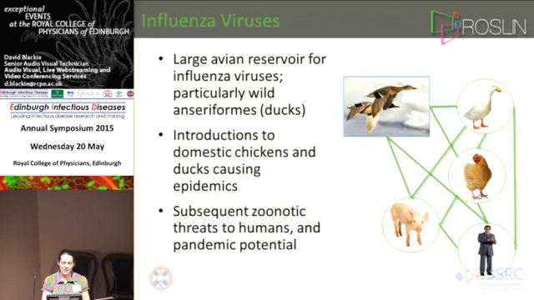Avian influenza viruses are thought to have a reservoir in avian hosts, particularly wild anseriforms, as in wild ducks. From this avian reservoir, there are introductions into domestic chickens and domestic ducks, causing epidemics. But also, as I'm sure you know, there can also be subsequent zoonotic transmissions to humans with pandemic potential.